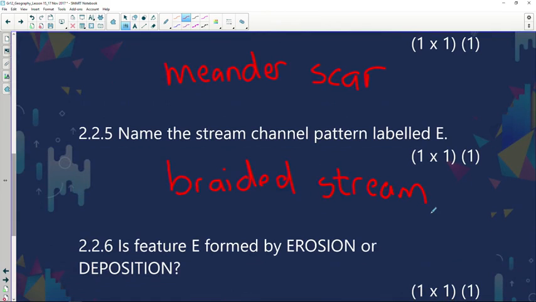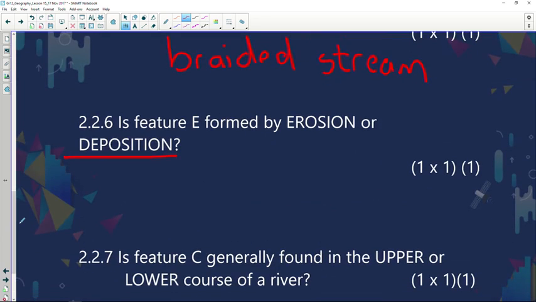And the next question is: is feature E formed by erosion or deposition? Now, definitely deposition. The reason for it is that in the lower course there's no erosion taking place. All the materials that have been eroded, the vertical erosion took place in the upper course, lateral and vertical erosion took place in the middle course, and all of those materials, the sediments, are being deposited in the lower course. So your correct answer for 2.2.6 is deposition.